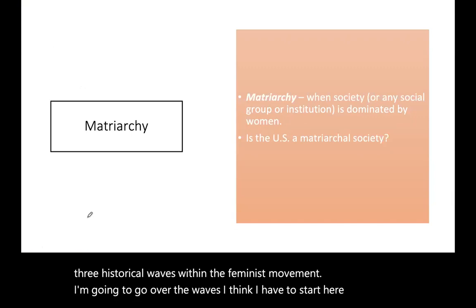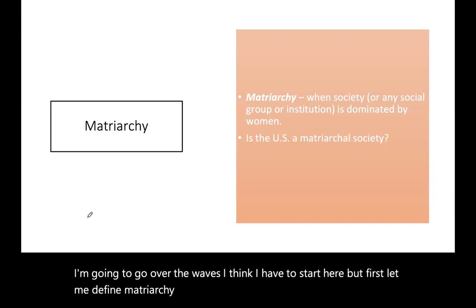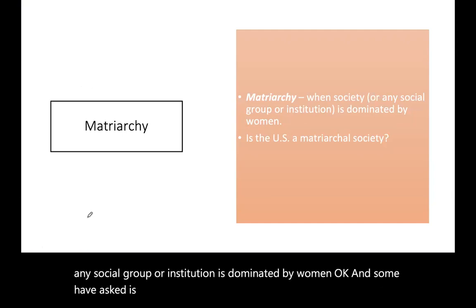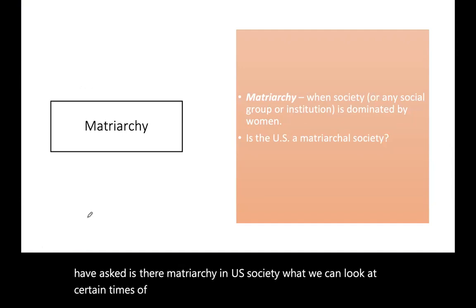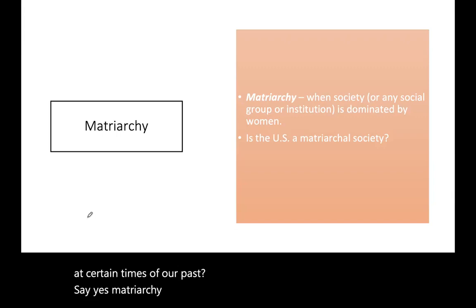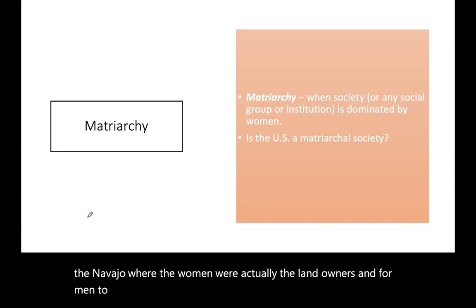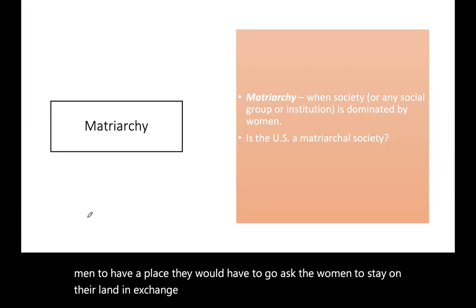But first, let me define matriarchy versus patriarchy. Matriarchy is when a society or any social group or institution is dominated by women, okay? And some have asked, is there matriarchy in US society? Well, we can look at certain times of our past and say, yes, matriarchy has existed here in the United States. An example are the Navajo, where the women were actually the landowners. And for men to have a place, they would have to go ask the women to stay on their land in exchange for work or whatever it may be.